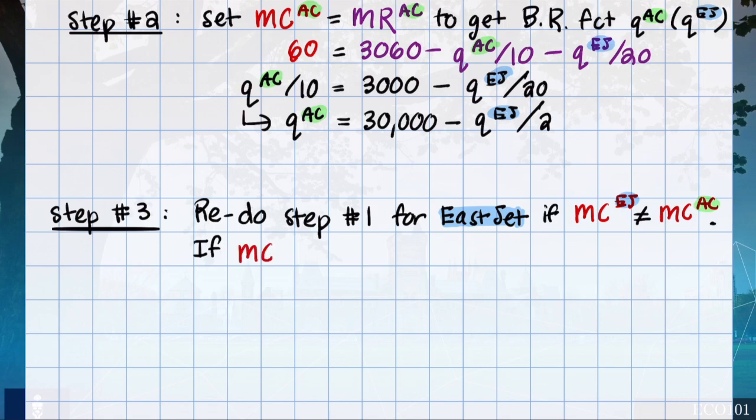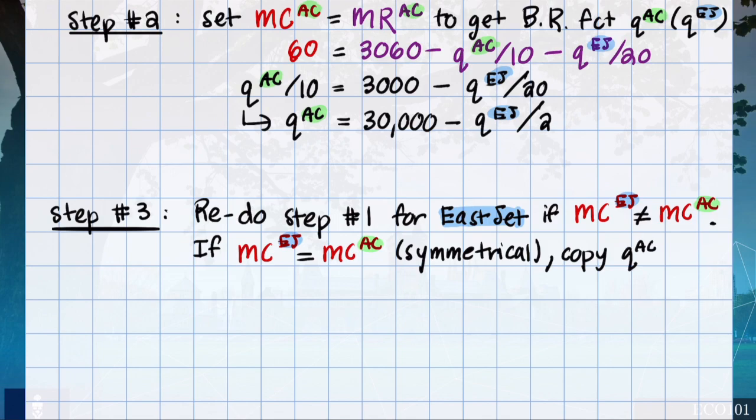So we have that the marginal cost for EastJet is exactly the same as the marginal cost of Aero Canada. This is what we call a symmetrical problem, when both firms in a duopoly have exactly the same marginal cost of production. Then in that case, you don't need to do those steps back again. You can just copy the best reaction function that you found for one firm in order to get the best response function for the other firm.